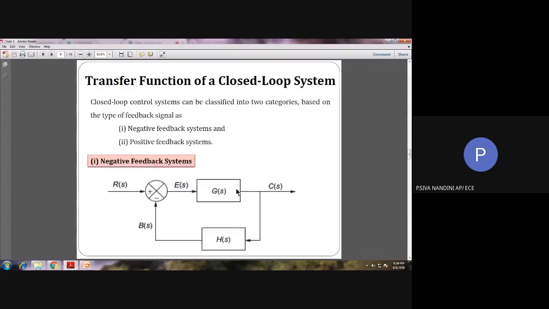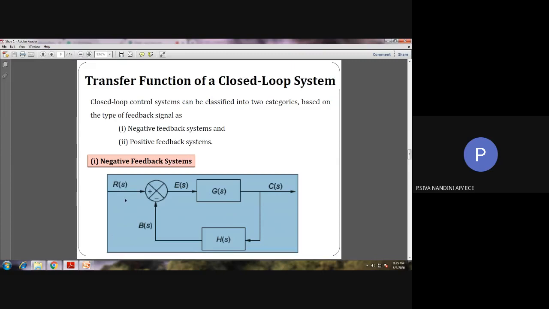Next, we shall see the transfer function of a closed loop system. In closed loop systems, we are having two types. The first type is the negative feedback system. The second one is the positive feedback system. First, we shall see the negative feedback system. So here in this slide, we are having a negative feedback system.